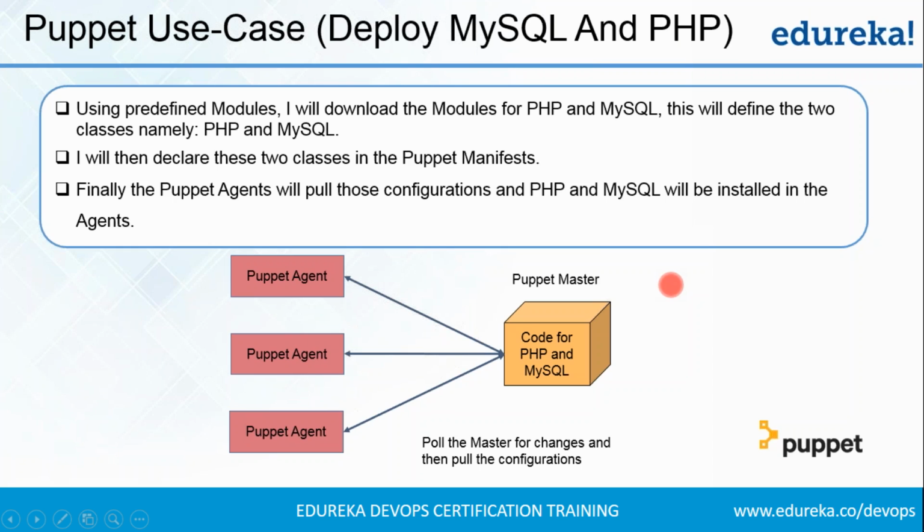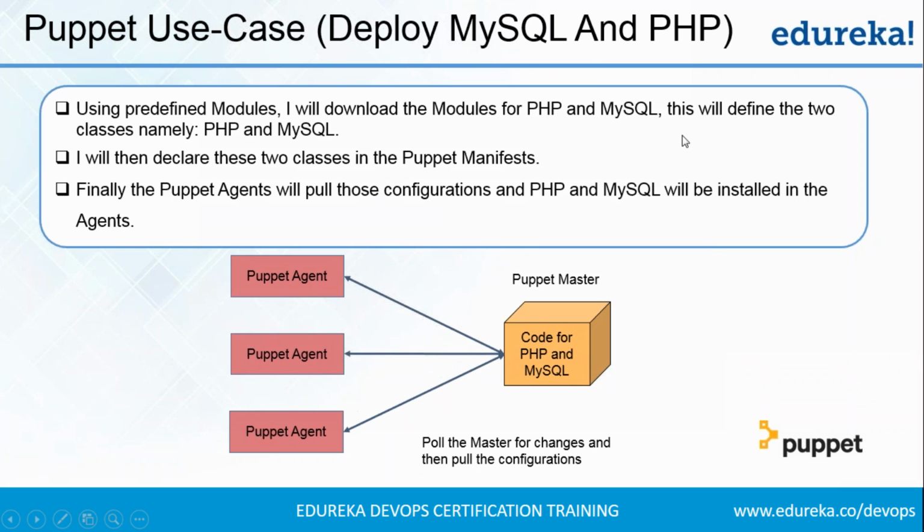So any questions you have, you can ask me right now regarding the use case. As you can see, there will be a code for PHP and MySQL, and from the Puppet master, it will be deployed onto the nodes or the Puppet agents. So any questions, guys? Any doubts you have, or shall I move forward?